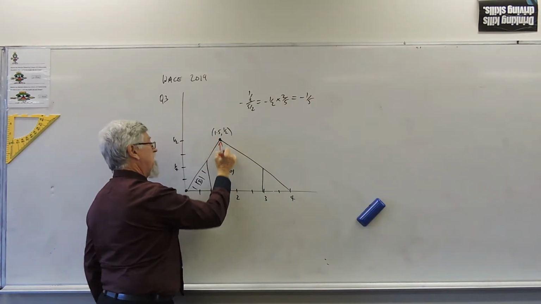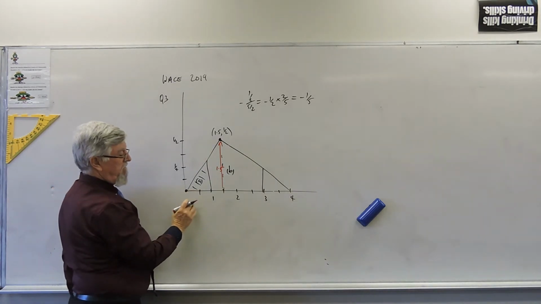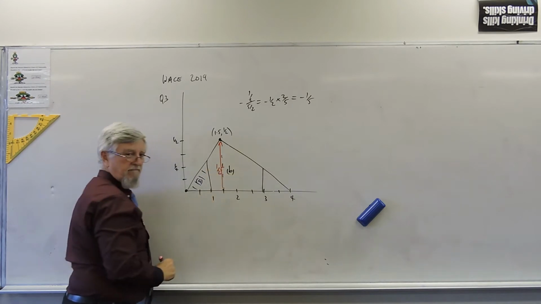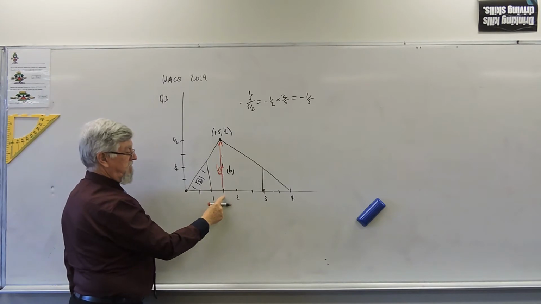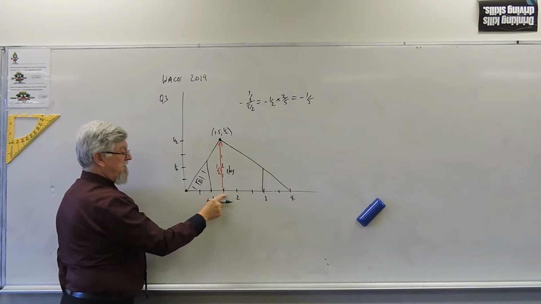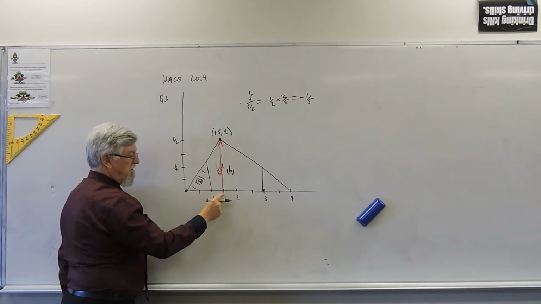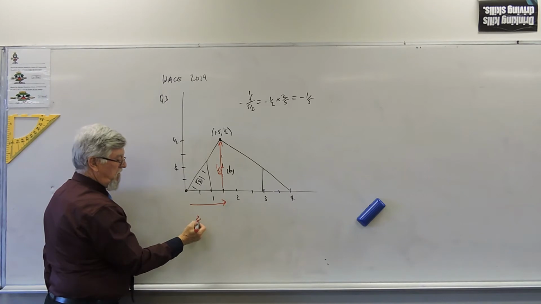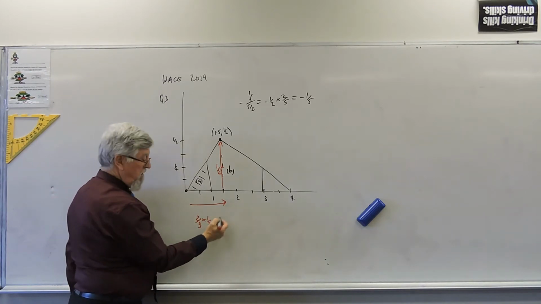How far is it from there to there? 1.5. It's a half. This is 1.5. How far is it from there to there? How far are we from there to there when we get to there? What fraction of there to there? 2 to 1 ratio. So it's 2/3. We're 2/3 of the way to a half, which is a 1/3.